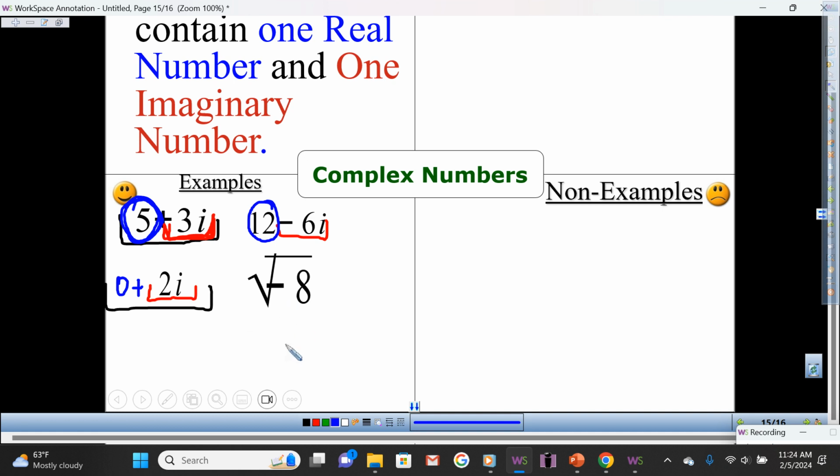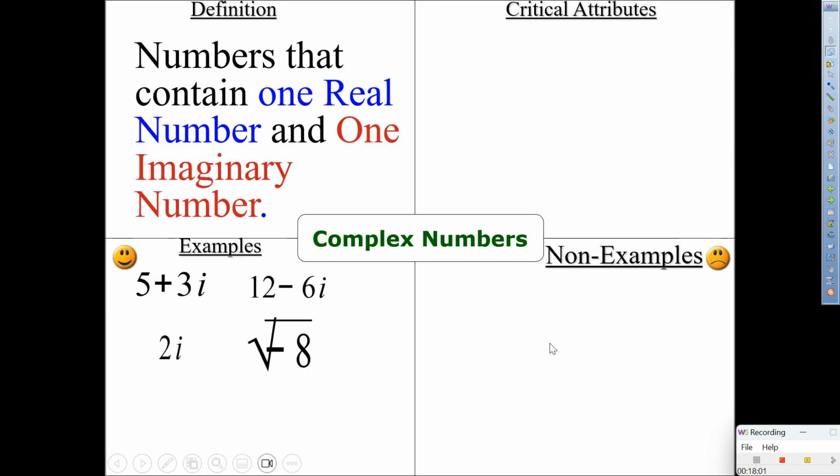All right, and of course this one we need to rewrite. So this one can be rewritten as square root of -1 times square root of 8. Square root of 8 is the same as square root of 4 times square root of 2. So this is 2 square root of 2, and this is i. So therefore this is my what? Imaginary. So tell your neighbor what would be the real for this one as well. 0. That is correct. All right? So these are complex numbers. They need to have both. So let's move on. Non-examples.